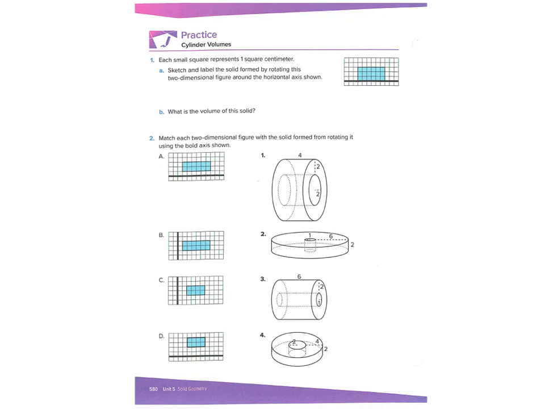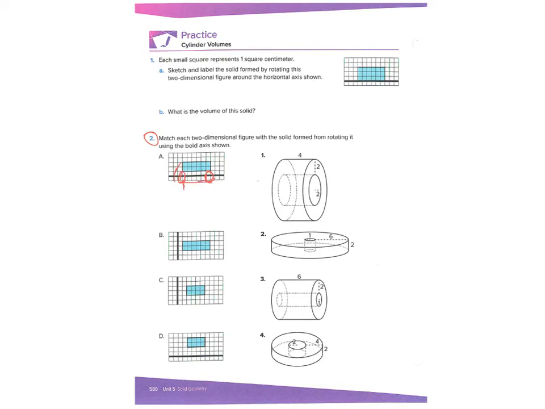Take a look at the next page, the first page of the practice actually. So I want to discuss both number 1 and number 2 with you. So first of all, let's jump down to number 2, 2a. So this is another example of when I rotate my blue rectangle, there's going to be a little bit of empty space. If you can imagine, when I rotate this, I'm going to have a 1 unit radius circle, or 2 units in diameter. I'm going to have this empty space inside.